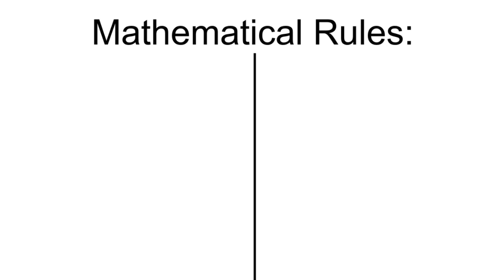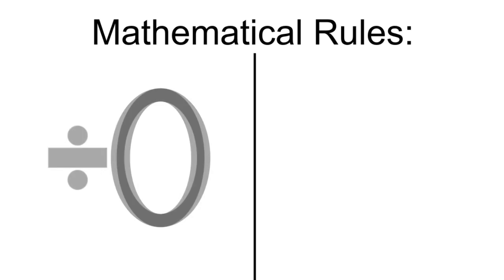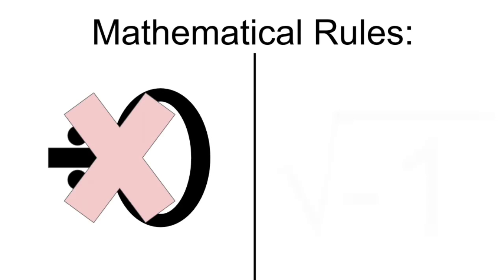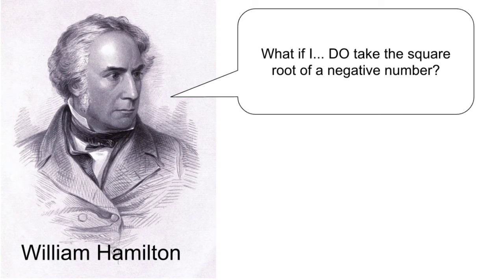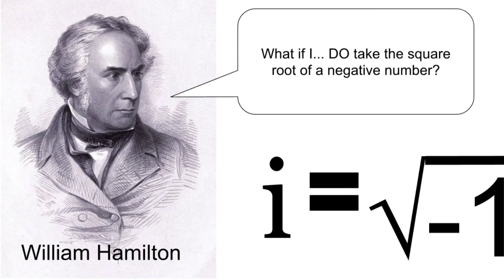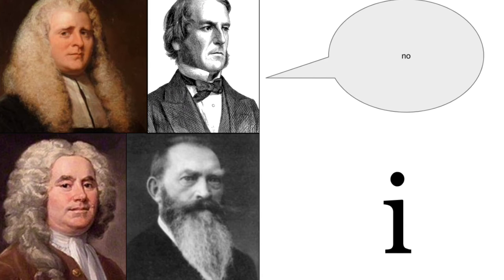There are 2 rules to mathematics. Number 1, don't divide by 0. Number 2, don't find the square root of a negative number. However, William Hamilton in 1843 decided to break that last rule. He discovered the imaginary number i, which is the square root of negative 1. However, mathematicians don't accept the number i as a real number because it, like dividing by 0, breaks mathematics.